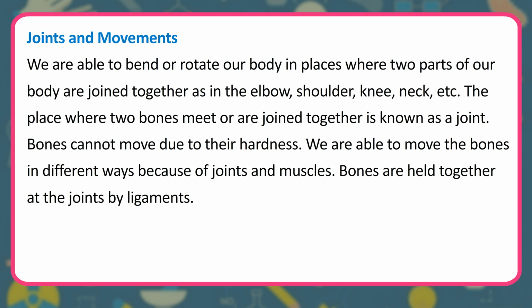Joints and movements. We are able to bend or rotate our body in places where two parts of our body are joined together, as in the elbow, shoulder, knee, neck, etc. The place where two bones meet or are joined together is known as a joint. Bones cannot move due to their hardness. We are able to move the bones in different ways because of joints and muscles. Bones are held together at the joints by ligaments.